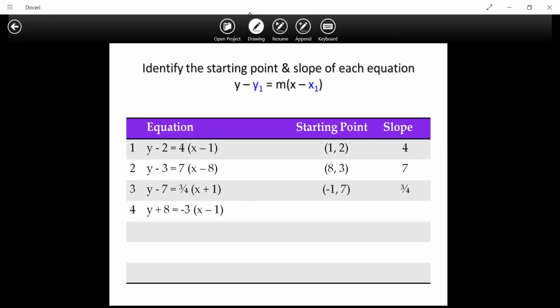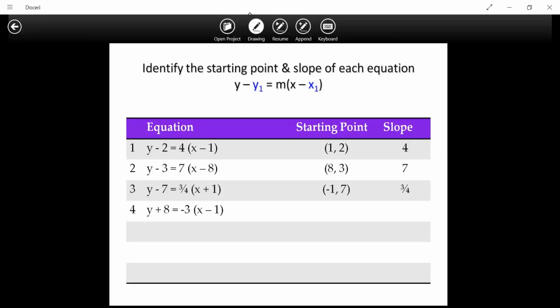Number 4. Copy number 4 down. Again, I just want you guys to identify the starting point and slope. If you can do those, we're good. Because in the first 3 examples, I gave you a slope and a point. I asked you to graph the point. I asked you to graph the slope. Done. So if you can do those, we're good. About 10 more seconds. Got it? We'll get you. Hold on real quick.